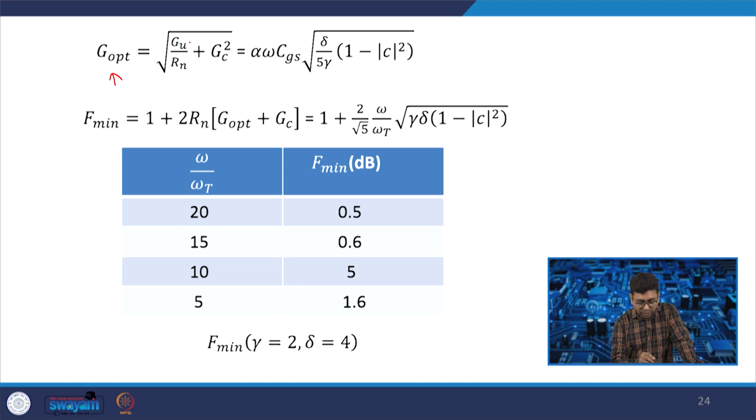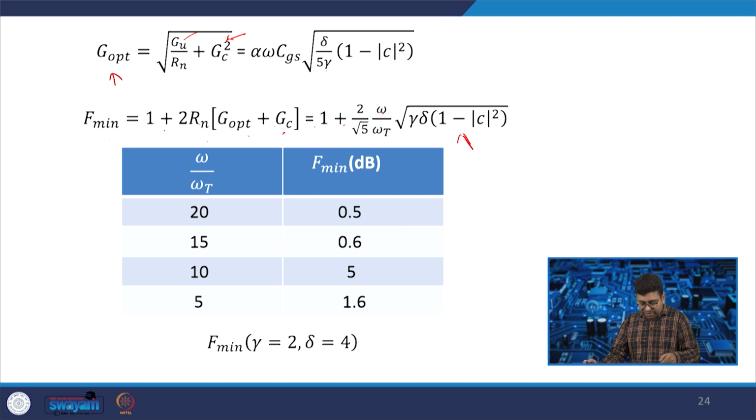If we keep the values of Gu and Gc, we have already defined this equation in the previous slides for how to get F min equal to alpha omega Cgs delta by 5 gamma times 1 minus C square. So, here if we want to find F min, which is equal to 1 plus 2 Rn times G opt plus Gc, equal to 1 plus Rn, you can replace the values of Rn, G opt and Gc, and you will get the final value in this term.